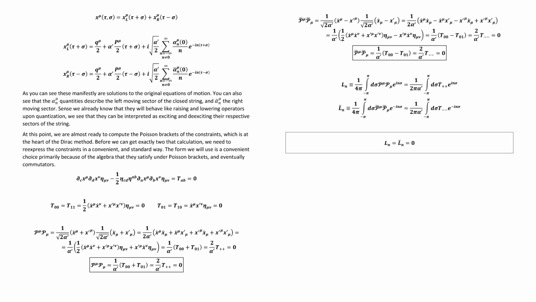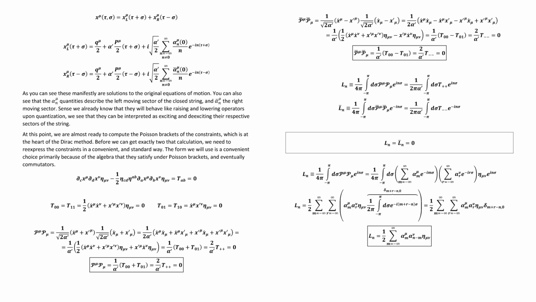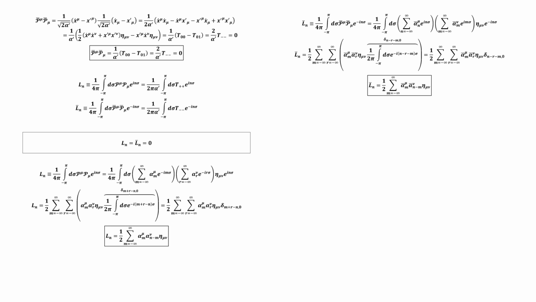The last thing we need to do before we calculate the Poisson brackets of these constraints is express the Fourier coefficients in terms of the alpha Fourier coefficients. This will make the constraint Poisson brackets easier to calculate. This can easily be done by simply inserting the alpha-based formulas for the script quantities. For Ln, we have this, and the Ln bar calculation is essentially identical. With these results, we're finally ready to calculate the all-important constraint Poisson brackets.